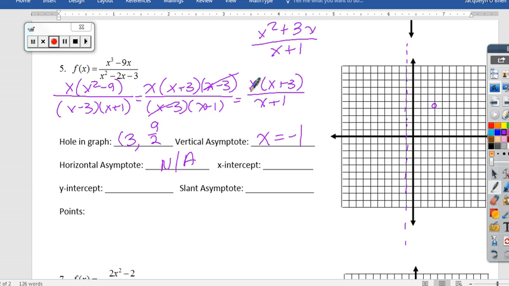X-intercepts are going to happen from what makes the numerator go to 0. So we have one at 0. We also have one at -3, so 0, -3. Y-intercepts will occur when we let everything go to 0. Since we have an x-intercept of 0, the y-intercept will be 0 as well.